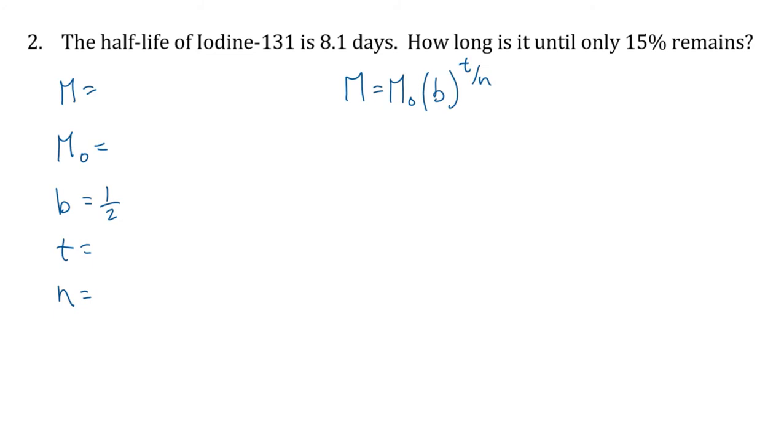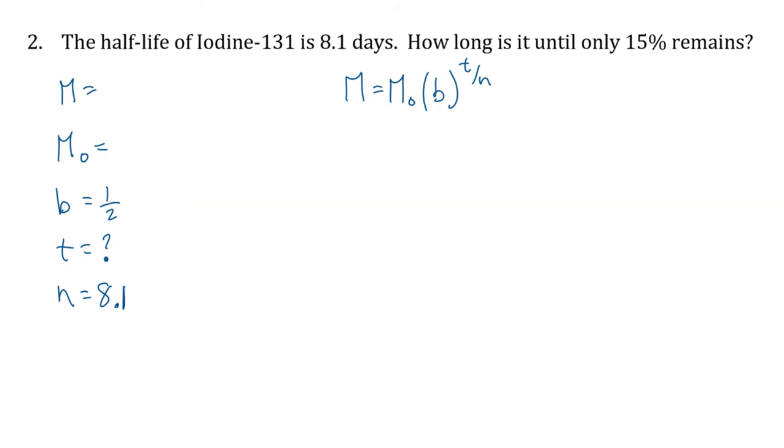T is what we're looking for. How long? T is time. So that's still what we're looking for. So what's n? N is the 8.1. Because a half-life happens every 8.1 days. Okay, so that's how that's worded when you have an n value.